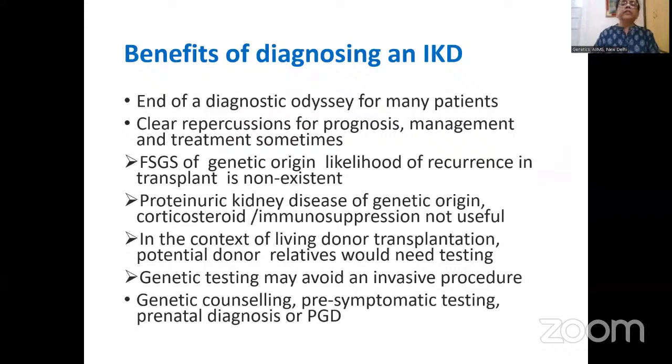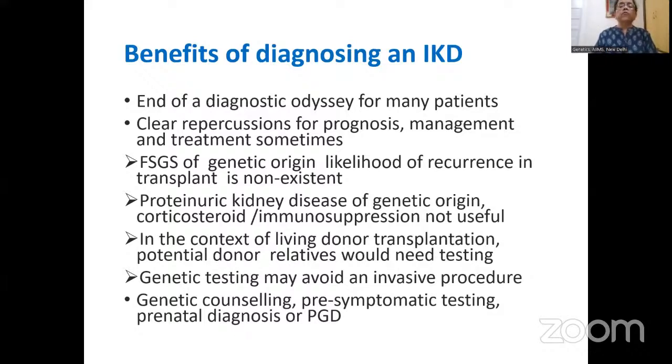So what are the benefits of diagnosing an inherited kidney disease? It may lead to an end to the diagnostic odyssey for many patients, because these patients may be running from one place to the other to get a diagnosis. And it may also have clear repercussions for prognosis, management, and sometimes even treatment. These are some of the examples. If you have FSGS of genetic origin, the likelihood of recurrence in transplant is almost non-existent. In proteinuric kidney diseases, corticosteroids and immunosuppression may not be useful, so these patients may not be given these drugs.